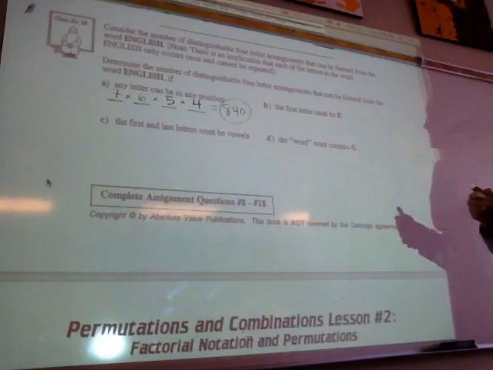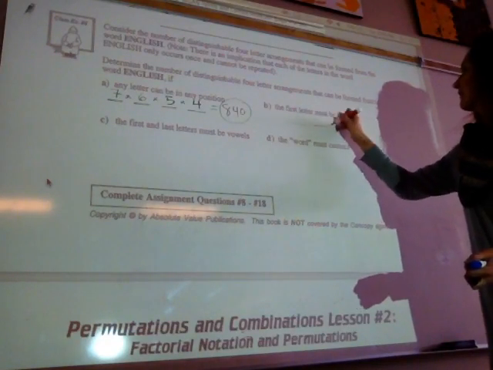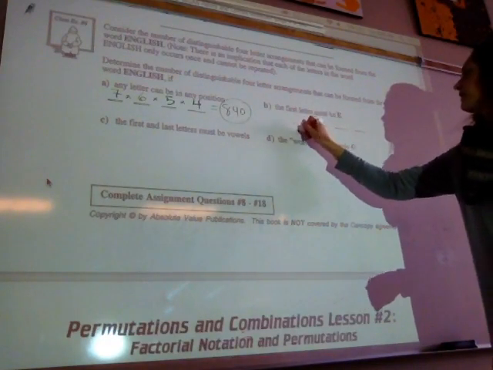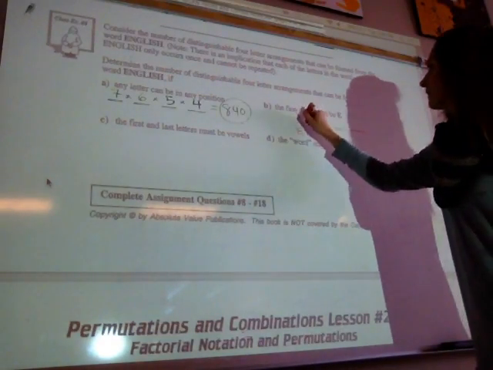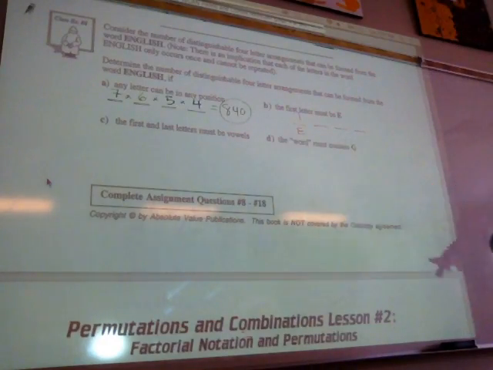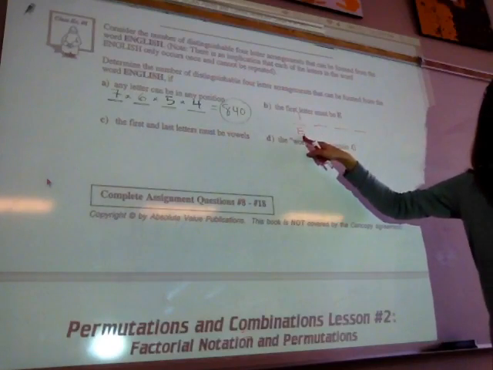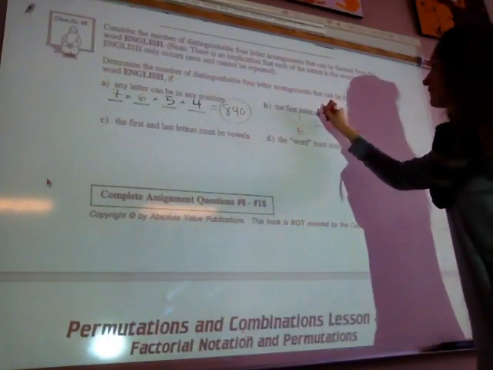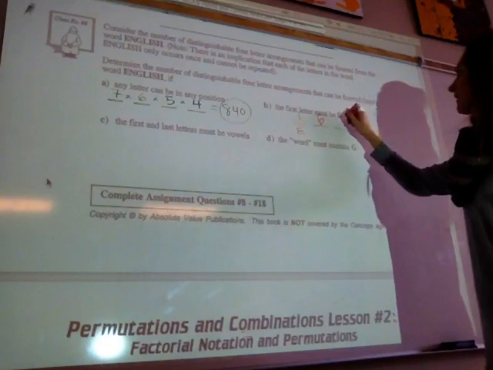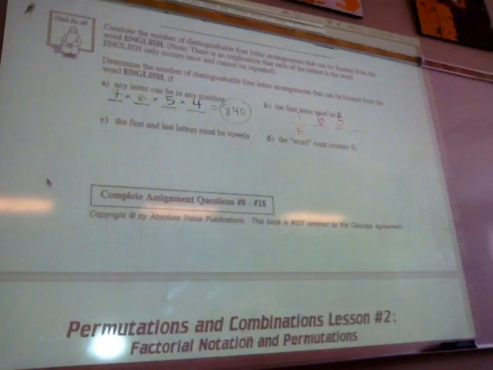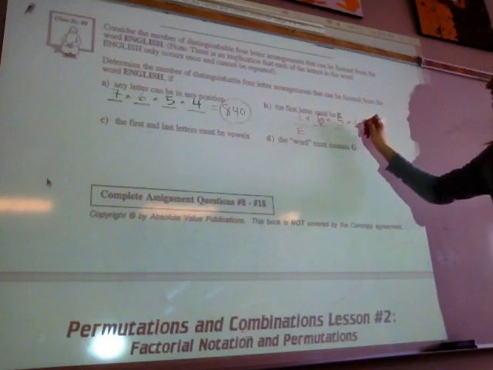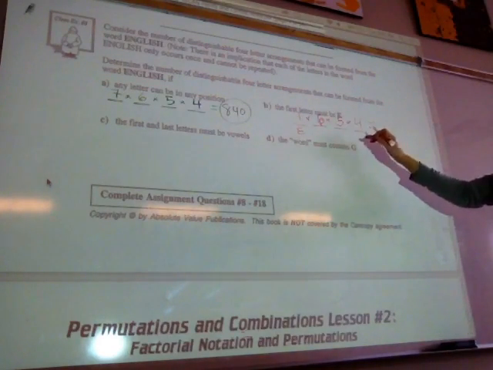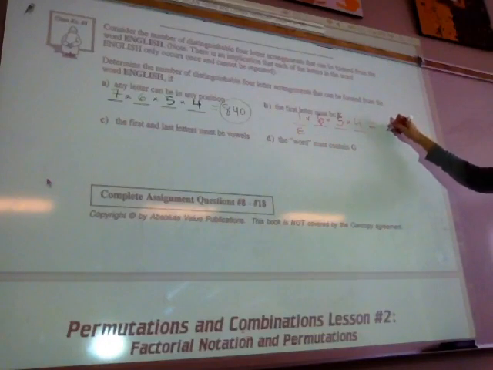Okay, next one. First letter must be E. If the first letter must be E, how many choices do I have for that? 1. And then any of the other positions can be any letter. But I've already used E, so I have 6 choices left. And once I've used 2 letters, I then have 5 choices. Once I've used 3 letters, I only have 4 choices. Then we multiply using the fundamental counting principle. I get 120.